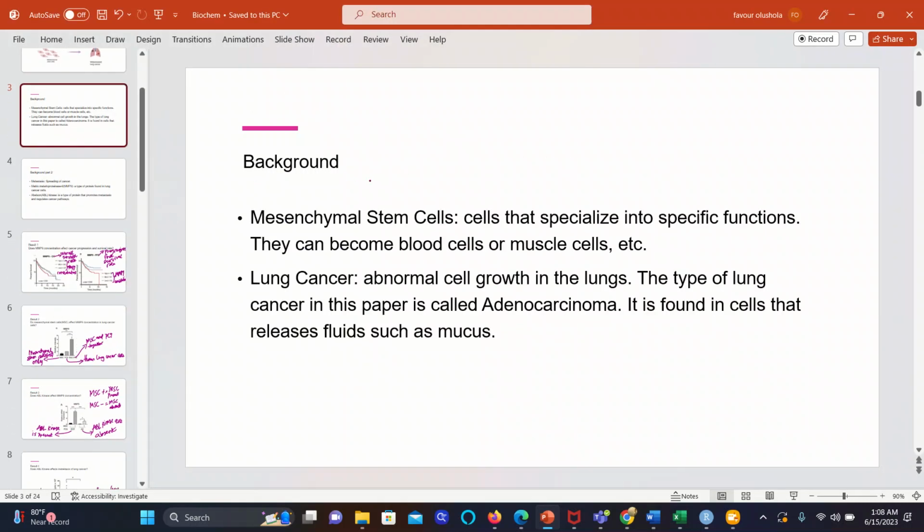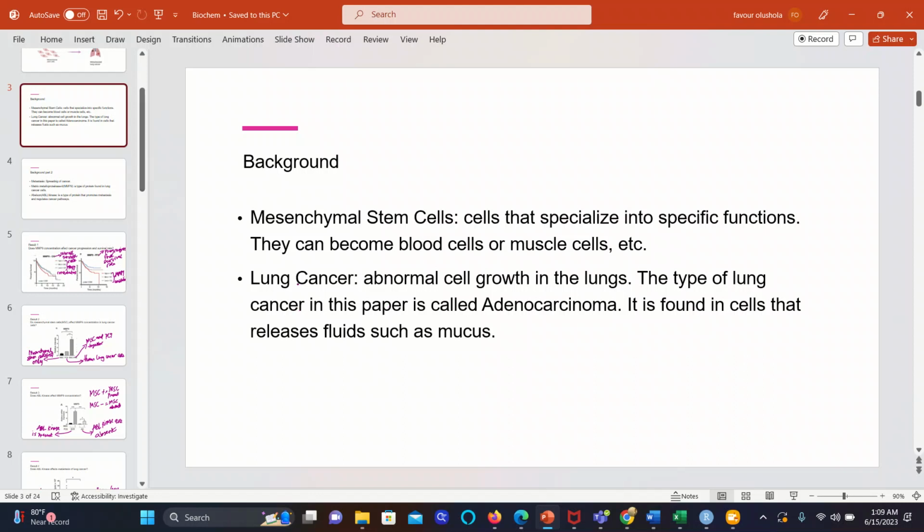So some background information. First of all, mesenchymal stem cells are basically cells that can specialize into various functions. This just means that later on these cells are able to differentiate and become blood cells, for instance, or muscle cells. So they can take on very specific functions, wherein they're able to be found in specific organs or tissues. So they're basically going to be blood cells or muscle cells or any other type of specific functional cells.